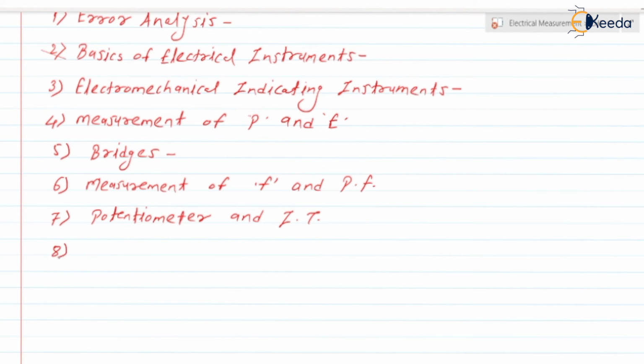Next, chapter number 8 is cathode ray oscilloscope. The construction of the CRO, how it works, and the important pattern, that is the Lissajous pattern, we are going to discuss in this chapter.